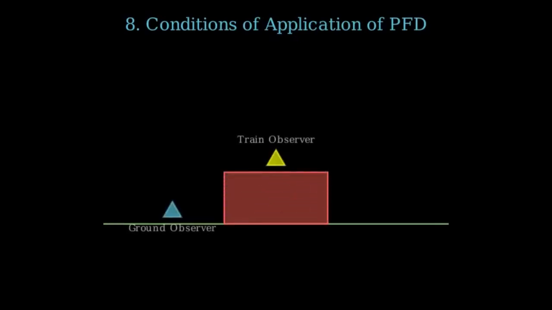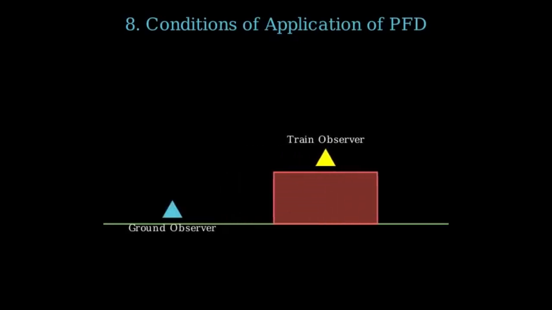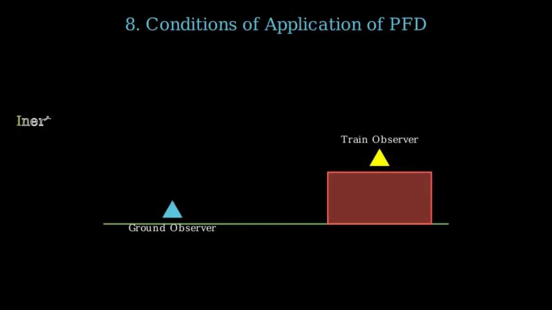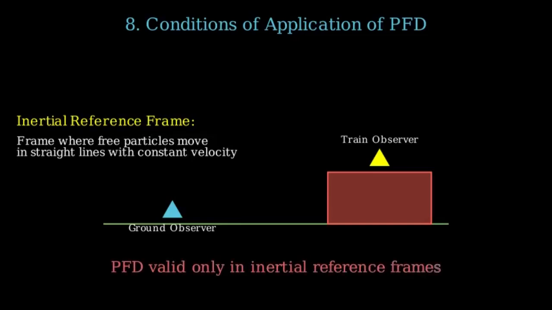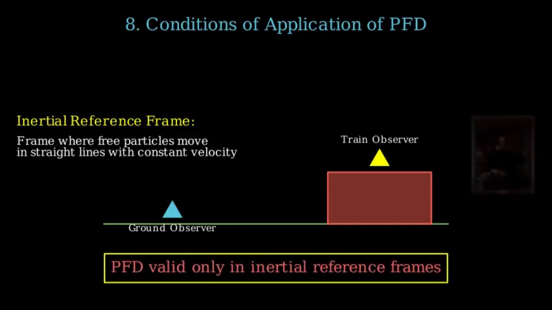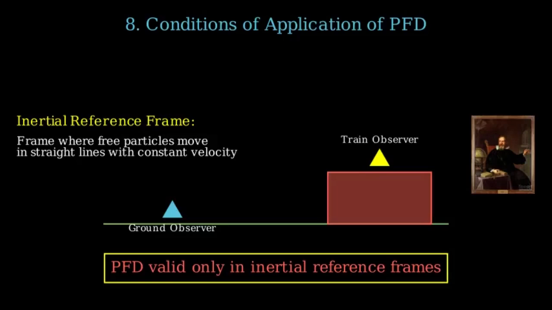Finally, it's crucial to understand the conditions under which the fundamental principle of dynamics applies. Newton's laws are only valid in inertial reference frames, those in which free particles move in straight lines with constant velocity. Different observers may see different accelerations if they're in different reference frames, but the laws of physics remain invariant in all inertial frames.